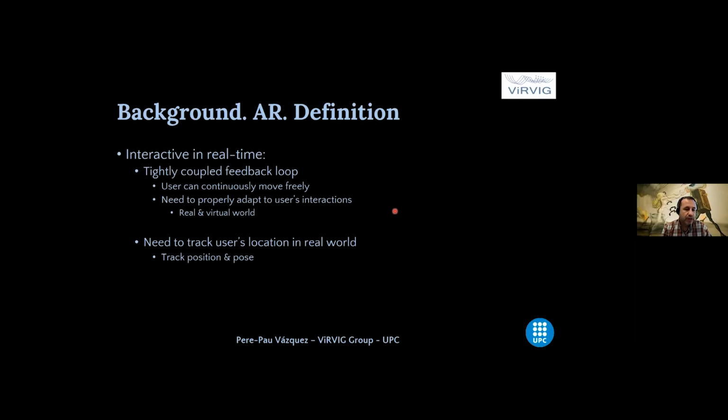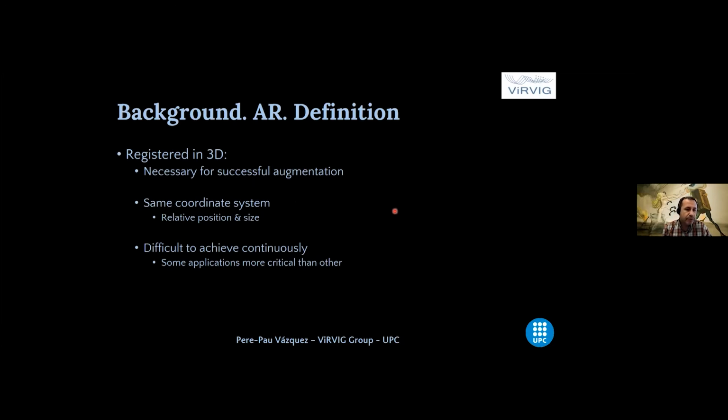So we need to track the user's location in the real world, which means position and also the pose. This 3D registration, as I was saying, is necessary in order to augment the information. If we want to put a label of what an object is, if the object moves in the real world, we need to follow it. Okay, so everything must be in the same coordinate system, and this can be difficult to achieve depending on the technology you're using and depending on what you're trying to match.